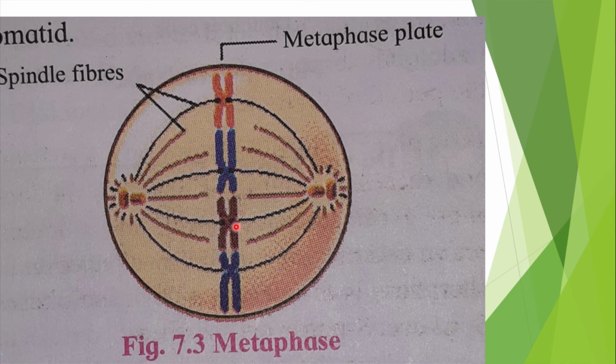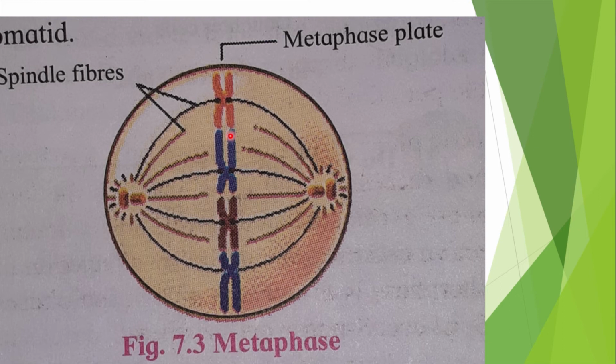Here the chromosomes, which are completely condensed, now become very short and thick. These are the sister chromatids, and this center is called the centromere. The chromosome becomes short and thick, and the sister chromatids and the centromere become very prominent. They are easily visible here.